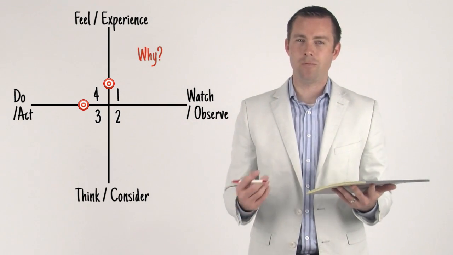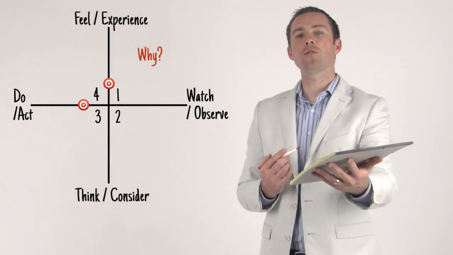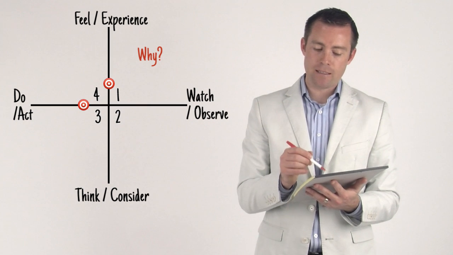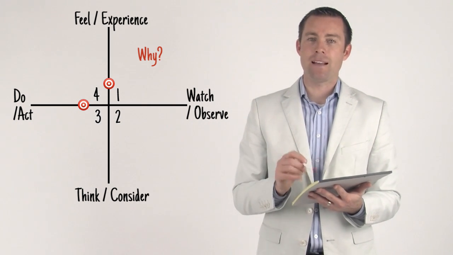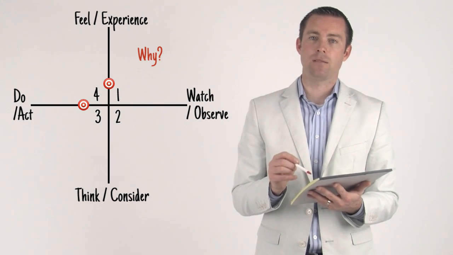So in quadrant 1, the question that people have is, why is this important to me? They want to know, why does it matter? Why should I listen? Why do I care? Are you credible? Why is it that I should engage in this conversation? Why is this important to me? That's the question that quadrant 1 thinkers want to have answered.